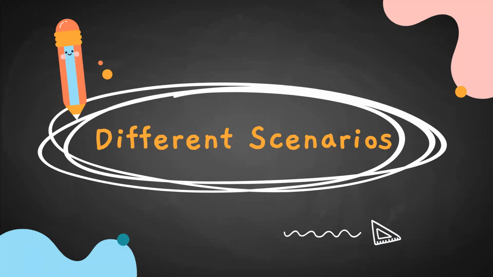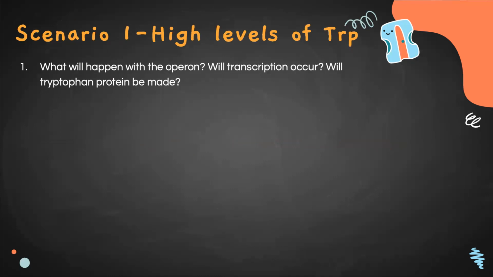So going into the different scenarios, there was low tryptophan, high tryptophan, or medium tryptophan. So we're going to go into each one in detail. The first scenario is when you have high levels of tryptophan. So what do you think will happen? Will the operon be on or off? Will transcription occur? Will tryptophan protein be made? The operon will be off and transcription cannot occur. Yeah.